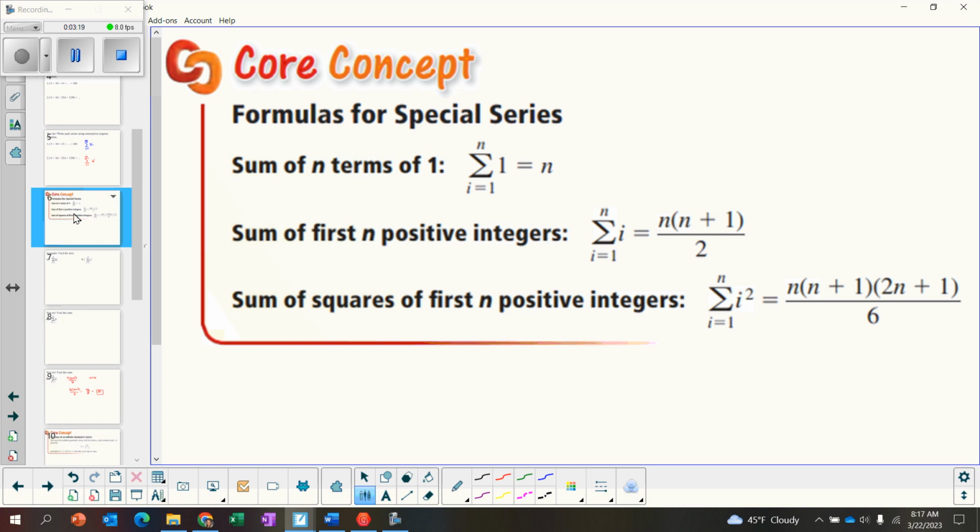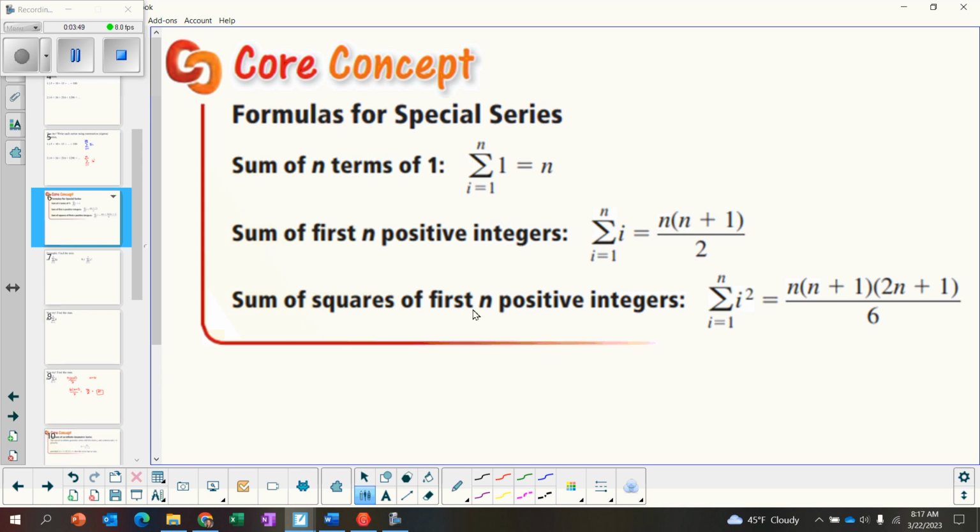So there are formulas that we could use to actually find the sum. The sum of just n terms of 1, like 1, 1, 1, 1, 1, would just be n. That one we're not going to see that much. Then the sum of the first n positive integers: if our rule is just i, then it's n times n plus 1 over 2, where n is the total number of terms. If there was a number in front of the i, like 2i, 3i, 4i, we would do this and then multiply it by the number that was in front.